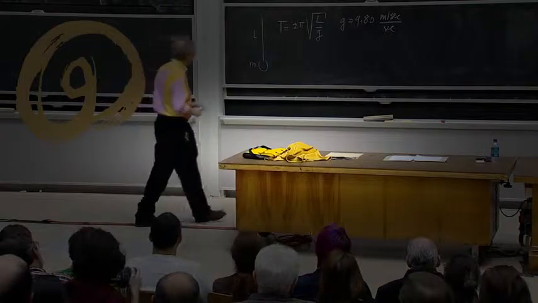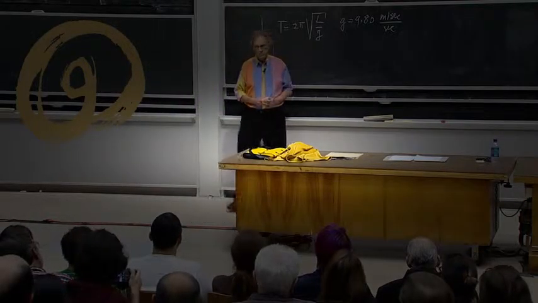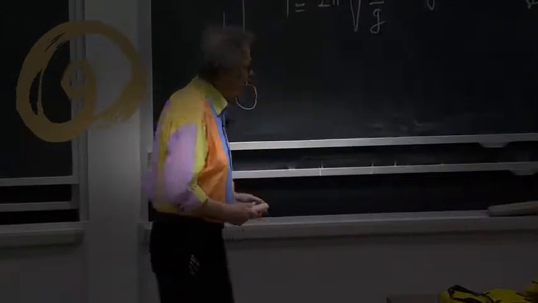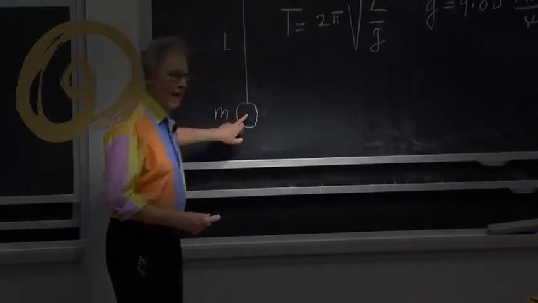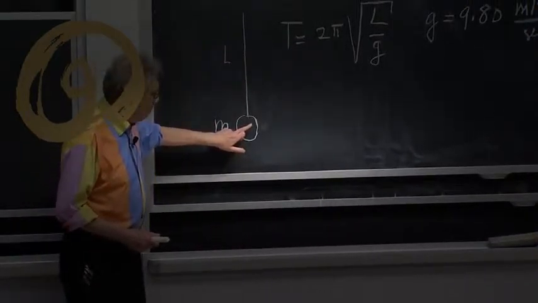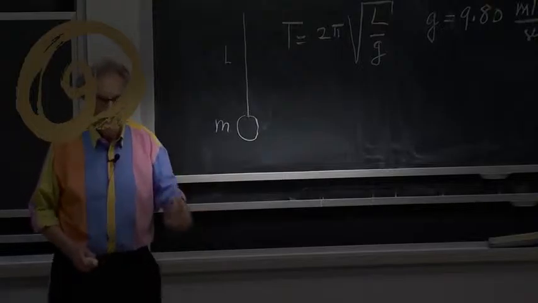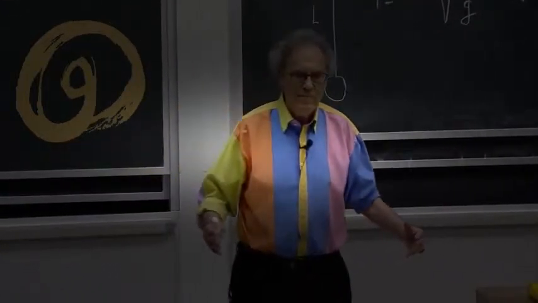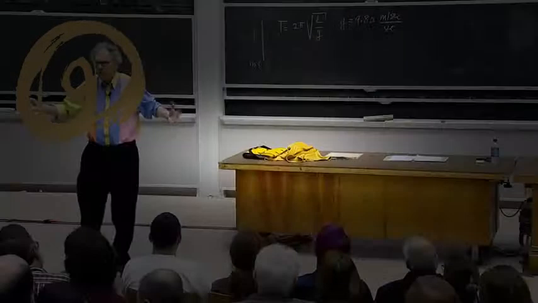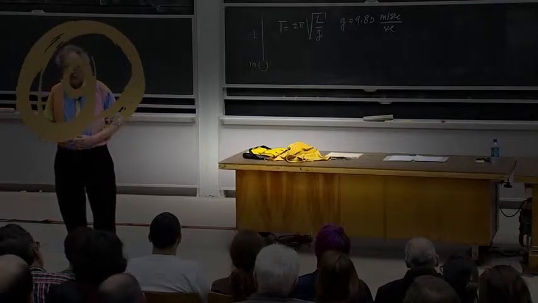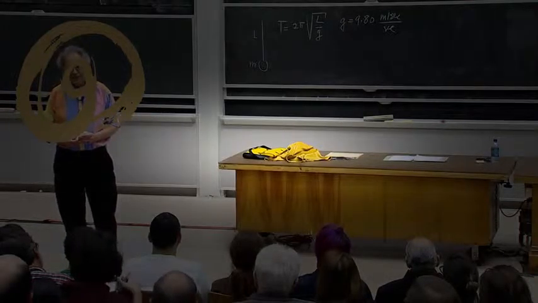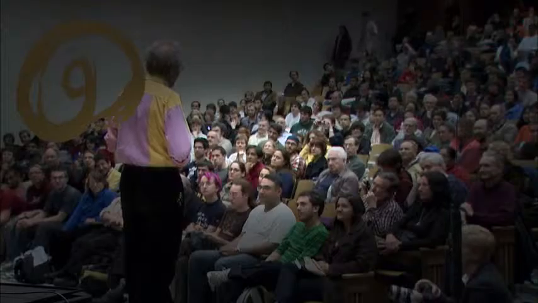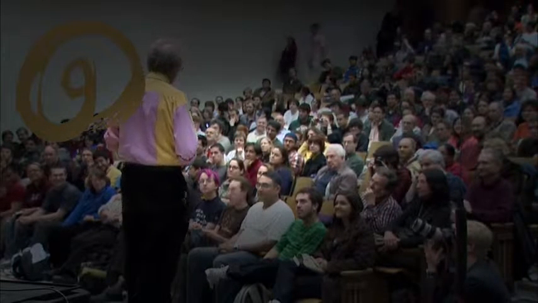There's something else in here which is even more non-intuitive. Doesn't it matter whether the bob, as we call this, is 1 kilogram or 500 kilograms? You would think that must make a difference in the period. But the equation says, sorry, it doesn't. And I'm going to demonstrate that to you, too.